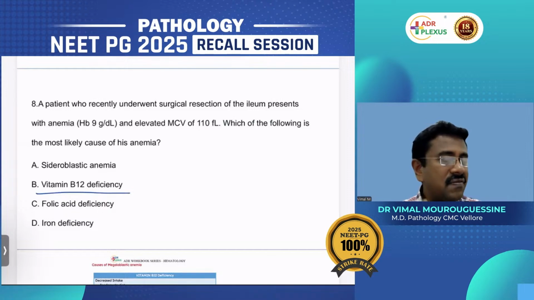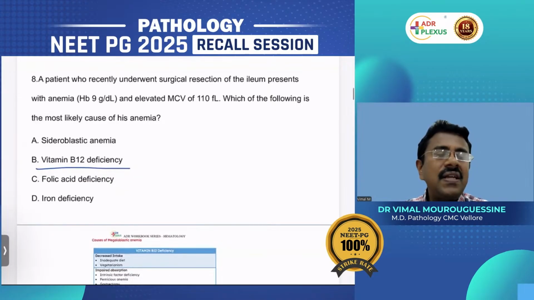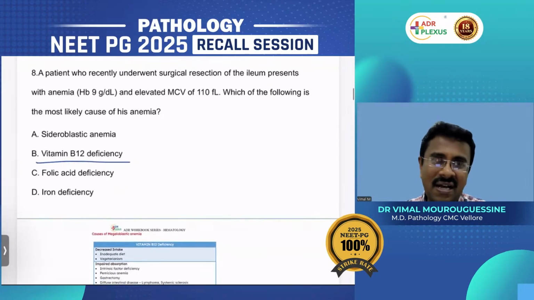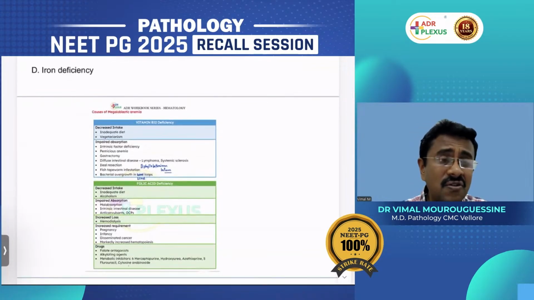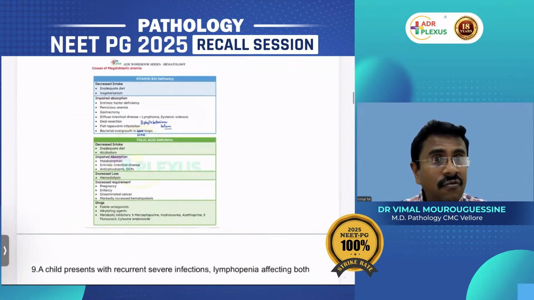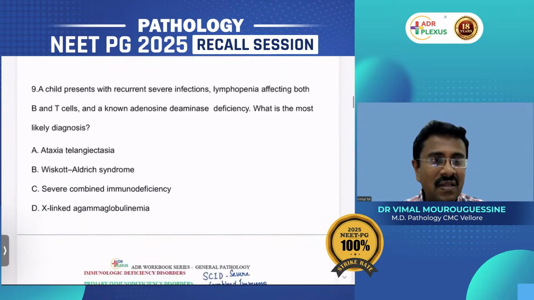If instead they would have given just megaloblastic anemia, you would have chosen that. But even if they give B12 and folic acid, you have to choose B12 deficiency. This is also a repeated question, a repeat topic they have asked. You can see here we have discussed a wide variety of causes for this vitamin B12 and folic acid deficiency.